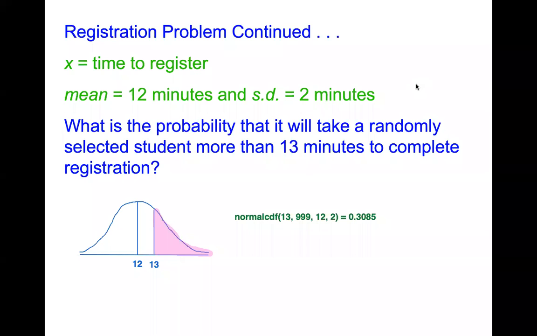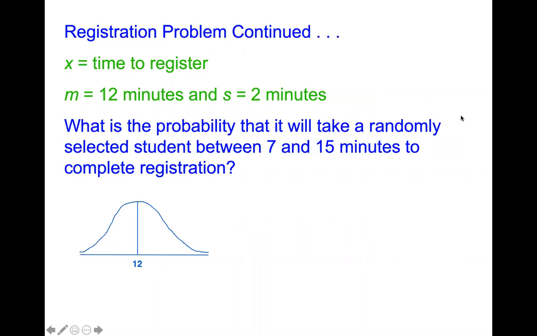All right, other questions? Okay. All right, let's go to number 10. Let me clear this out. This one says, what is the probability that a randomly selected student's registration time is between 7 and 15 minutes? Go ahead and try it on your own, and then put your answer in the chat.